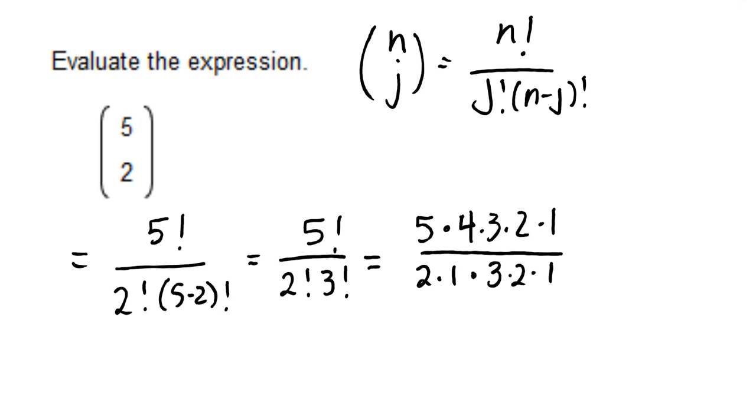We can do a little canceling here. 3's cancel, 2's cancel, 1 cancels, and 2 goes into 4 2 times. And all I'm left with is 5 times 2, which is 10. So 5 choose 2 is 10.